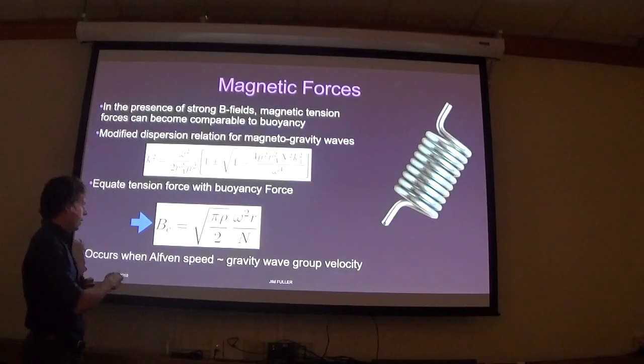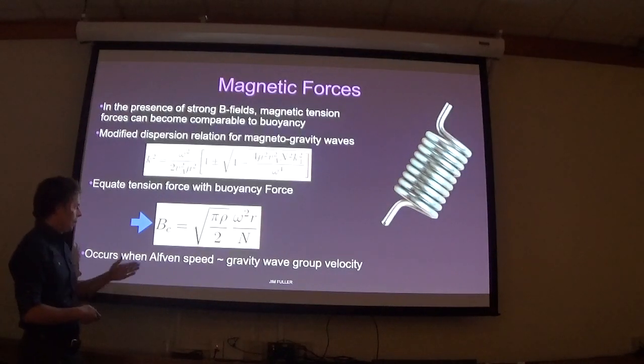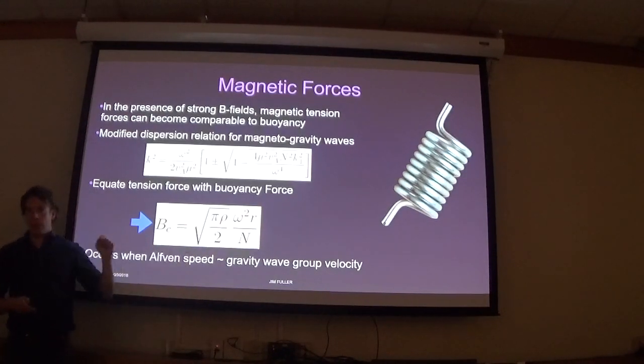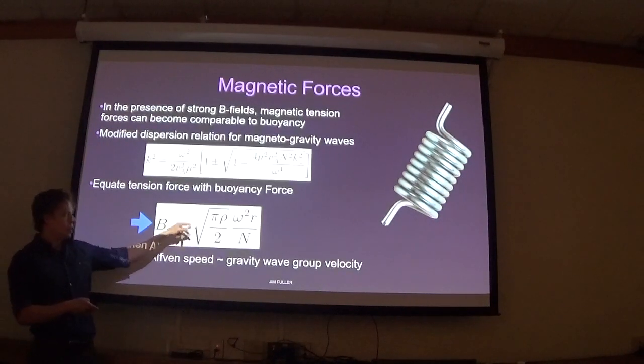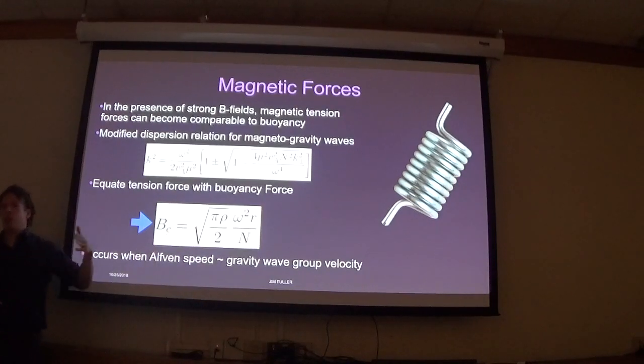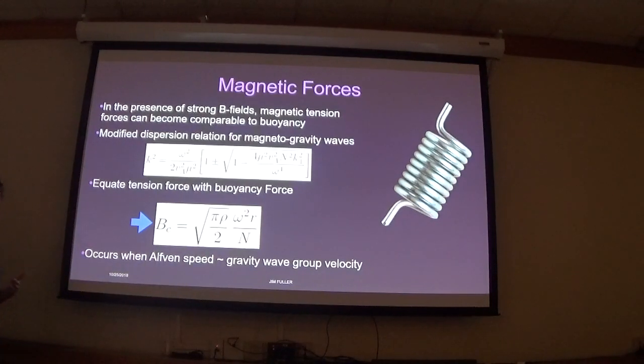And you can calculate the magnetic field at which this happens. It's basically given by this simple analytic expression, which depends on the wave frequency and the Brunt-Väisälä frequency. So if we have magnetic fields larger than this critical limit, we expect this magnetic greenhouse effect to occur.